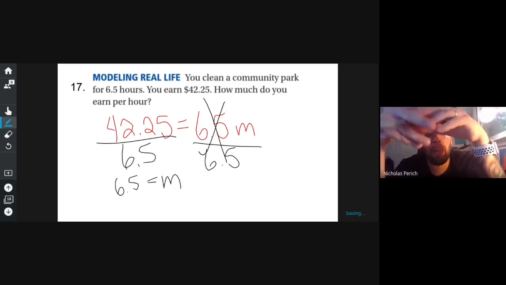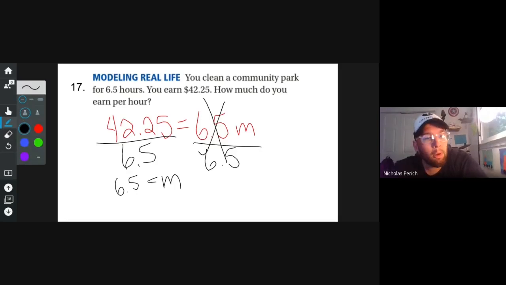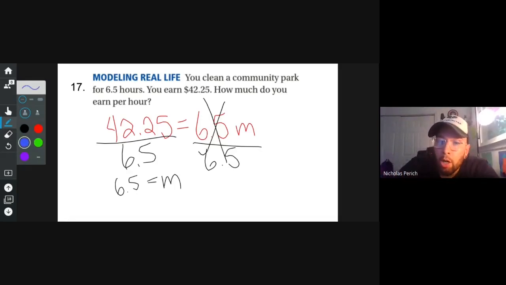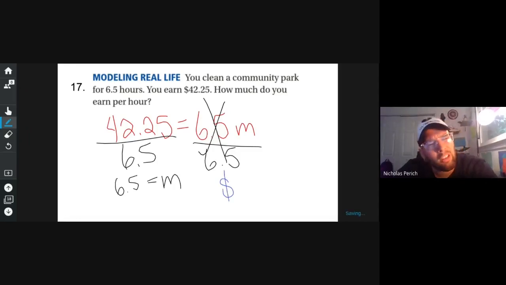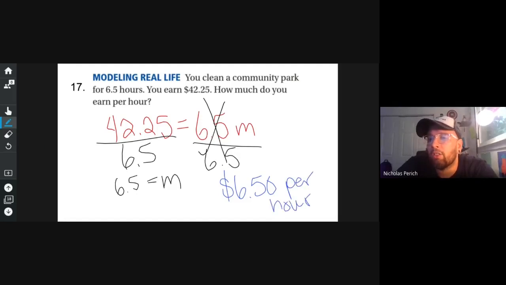Am I going to circle that? No. Because this is a word problem. And when I answer a word problem, I should answer as a sentence. So how much do you earn per hour? You earn 6.5. What does 6.5 mean in money terms? $6.05? No, 50 cents. $6.50 per hour. You make $6.50 cleaning up garbage.